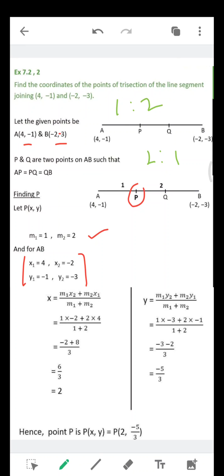Here I am finding both x and y. For finding x, I'll use the formula (m1 x2 plus m2 x1) by (m1 plus m2). Then for finding the value of y, (m1 y2 plus m2 y1) by (m1 plus m2). I'll substitute all the values carefully in both these formulae, and simplified, you will get P as 2, -5 by 3.